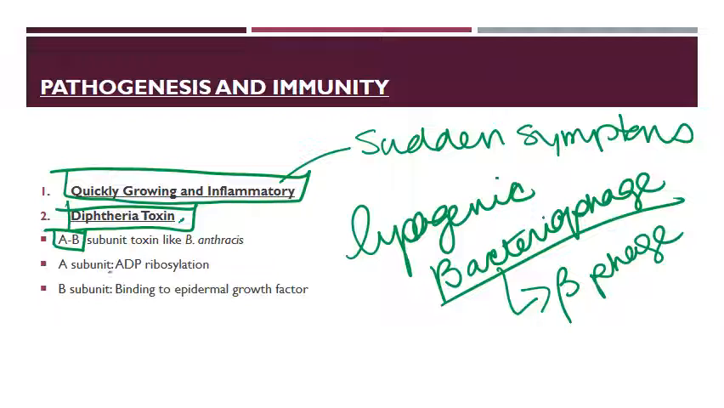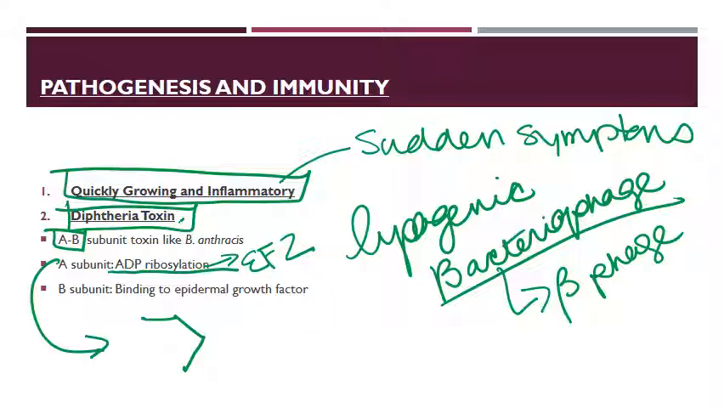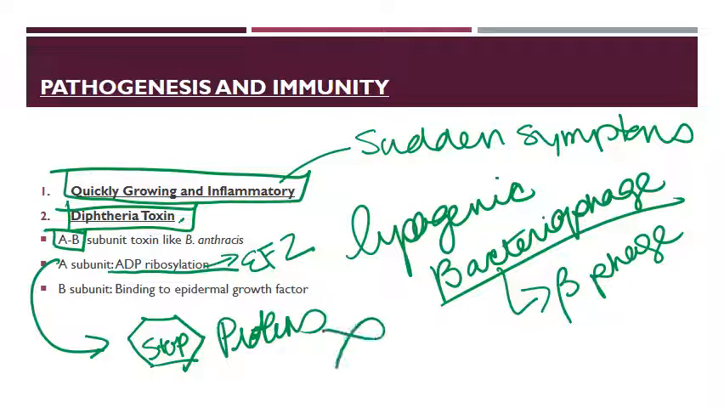For A, it causes ADP ribosylation. And specifically, it causes ADP ribosylation of elongation factor 2. So what the heck does that mean? That's a really fancy way of saying that it stops protein synthesis. It's stopping your ribosomes. What do ribosomes do? They make proteins. If you can't make proteins, you die. So it's a really fancy way of basically saying it inhibits protein synthesis or inhibits ribosome function.